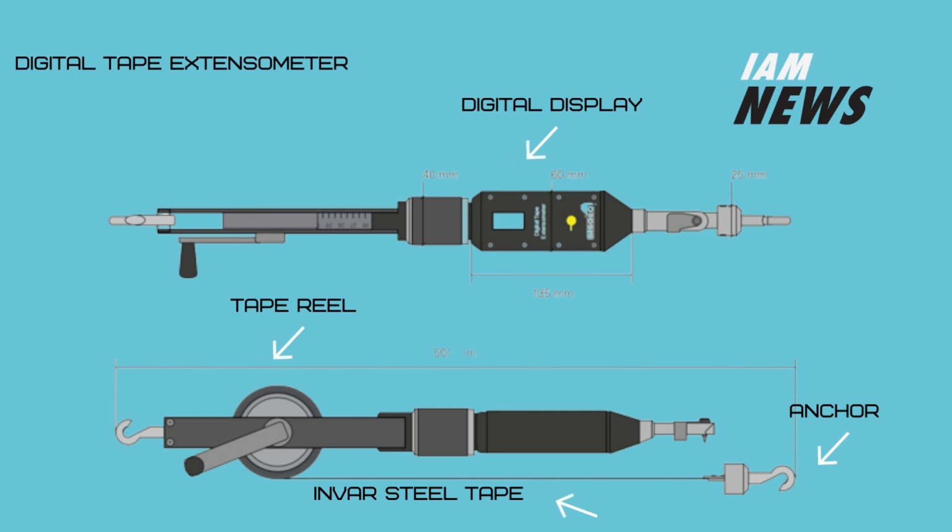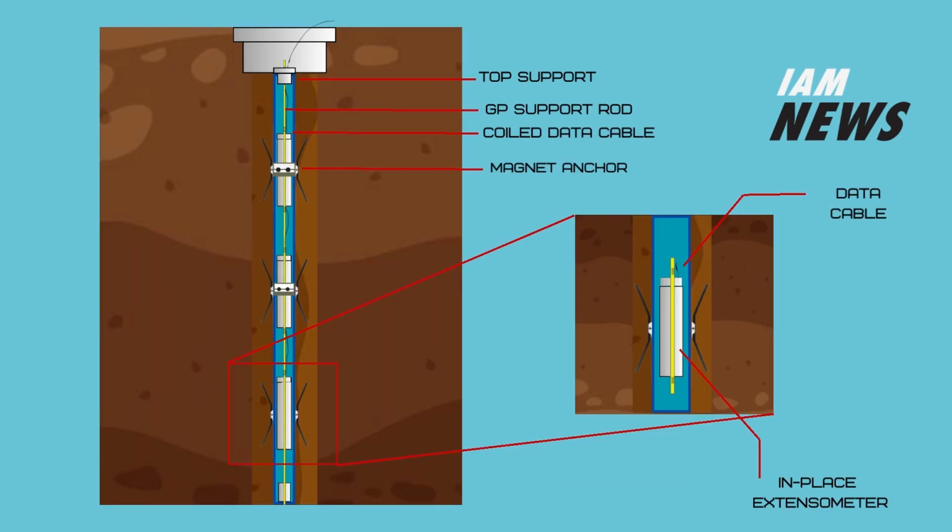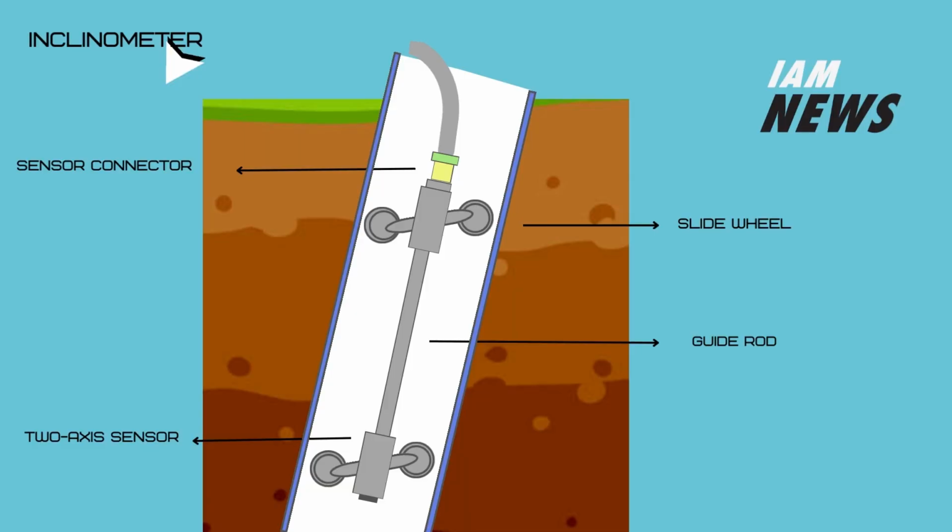Much like its magnetic counterpart, a digital tape extensometer measures mass movement by using a sensor relative to a static reference point. Unlike traditional tape extensometers that require manual measurements and recording, digital extensometers have built-in digital displays or data loggers. They provide real-time measurements and can store data for later analysis.